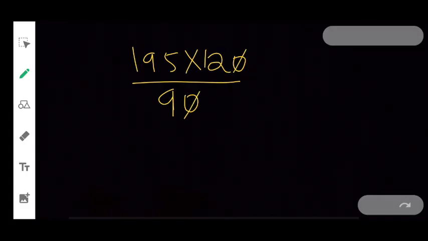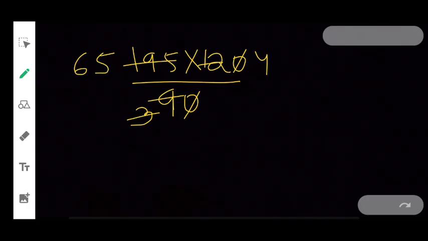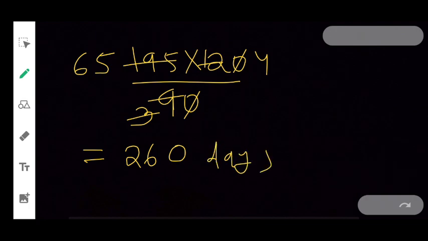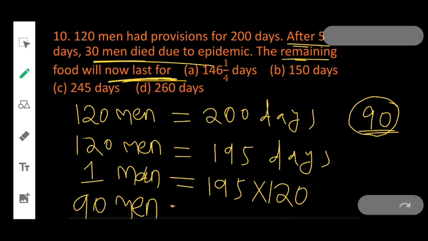So 0 0 cancel, 3 4s are 12, 3 3s are 9, then 3 6s are 18, 3 5s are 15. So 65 multiplied by 4. So 65 multiplied by 4 will be 4 5s are 20, 0, then 2, 6 4s are 24, then plus 2, 260 days. So remaining food lasts for 260 days. That is option D.